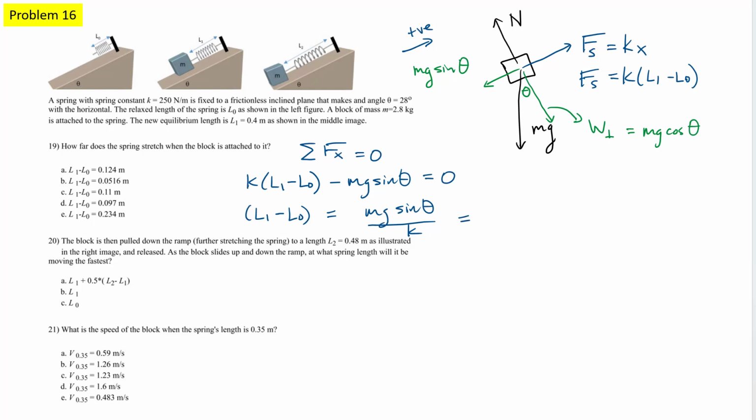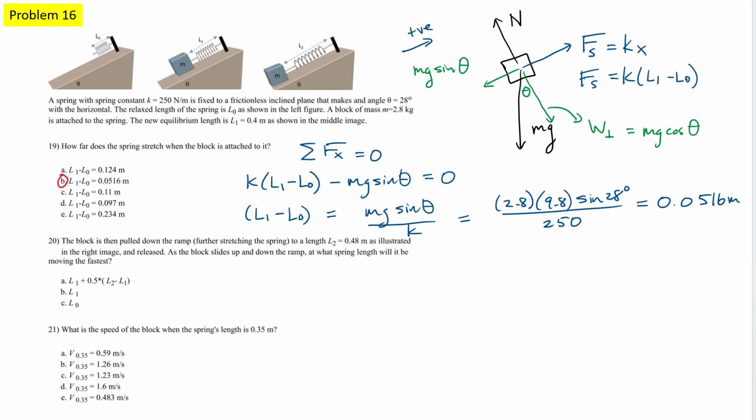So now you can substitute everything in here. We get 2.8 for that mass, 9.8 for little g, sine of 28 degrees, and divided by that spring constant, which is in the right units, 250 newtons per meter. We substitute in everything here, and I get a value of 0.0516 meters. That corresponds to choice B as the best answer.